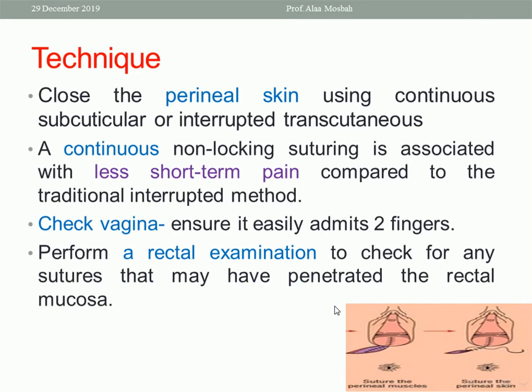Perform a rectal examination to check for any sutures that may have penetrated the rectal mucosa. Of course, we said there is close proximity, so I wanted to be sure that I didn't suture the wall of the rectum with it. If this happened, I should release these stitches immediately. Okay, so be sure not to take a big depth, so as to avoid injury of the rectal mucosa.